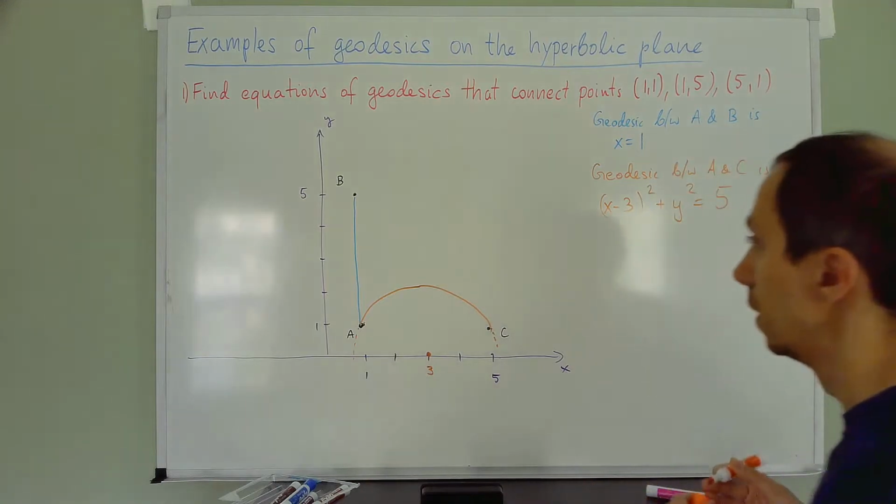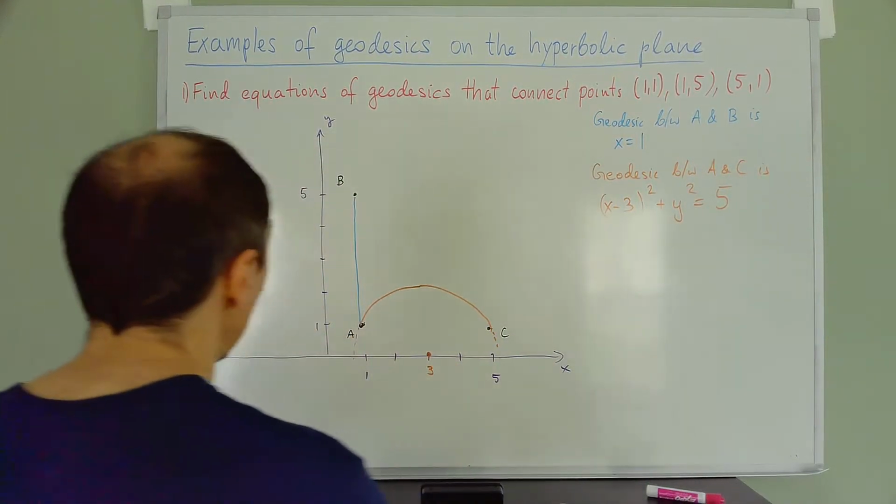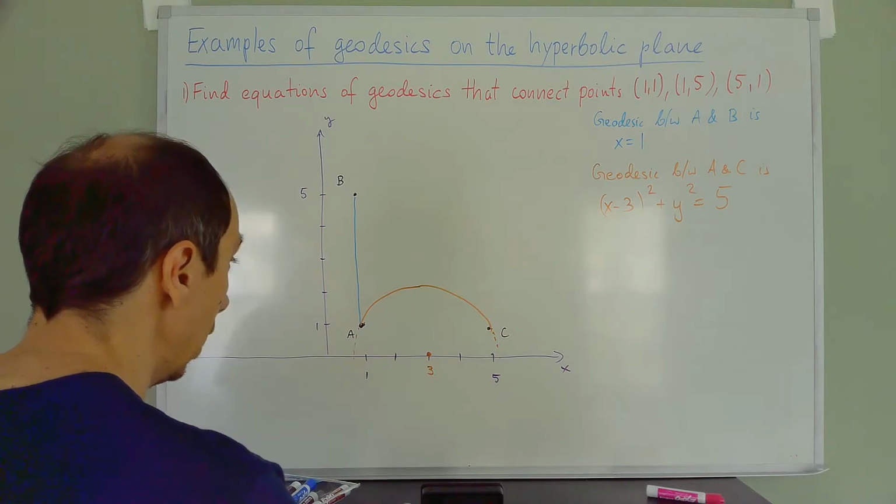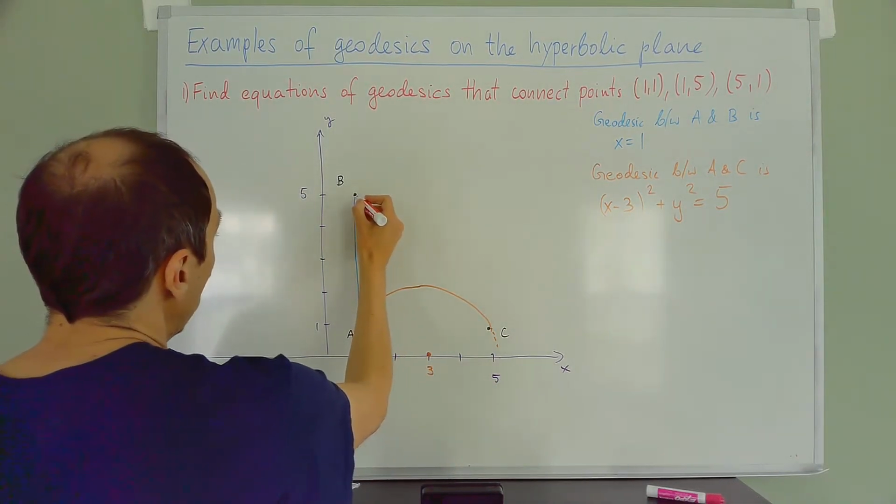So finally we need to find the geodesic between B and C. So for this we connect them with a straight line.